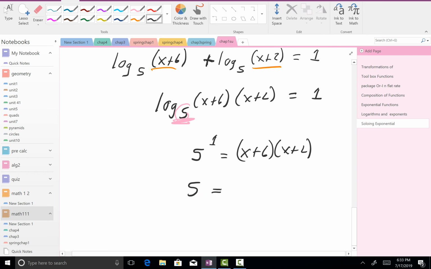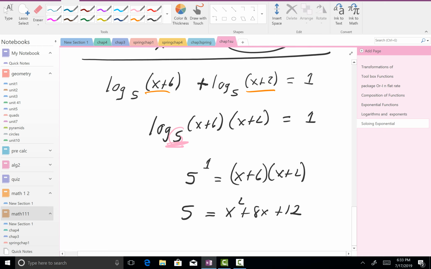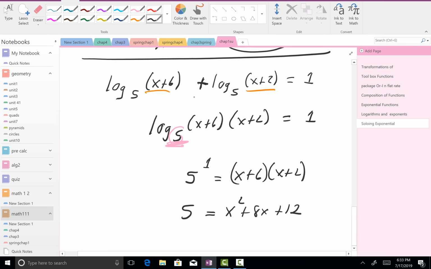Okay, so now we just have to FOIL this. x squared, 2x, 6x. I'm sure you probably can do that. I'm going to stop here for a second. This is what we got. We started with this. Since it's a plus, we know that those two things are going to multiply. The bases are the same, which is a good thing, because if they weren't, we couldn't do any of this.